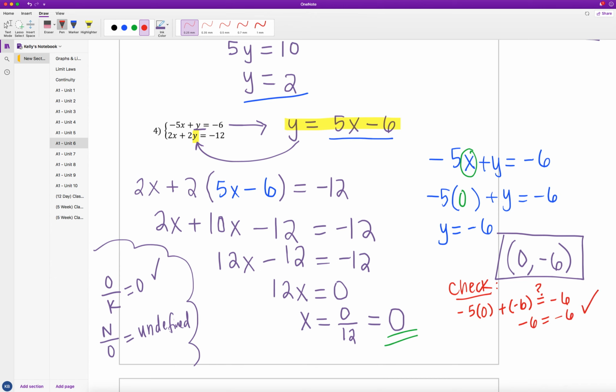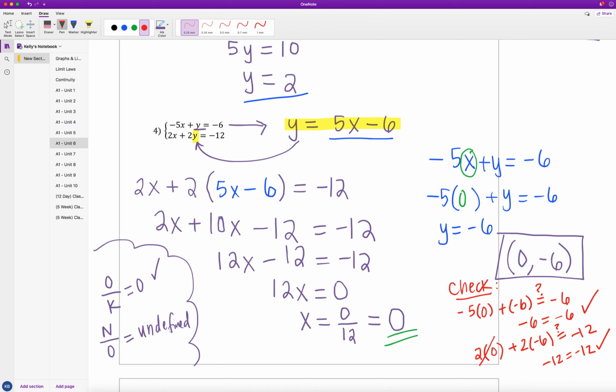That tells me that this works in the first equation, but to fully check it, I also need to substitute it into the second equation. So to do that, I'd sub in 0 for x, 2 times 0 plus, I'll sub in negative 6 for y, and I'm asking myself the question, is this equal to negative 12? So I'm putting the question marks there to kind of remind myself that I'm not sure if it's true yet, I'm trying to show if it's true or not. 2 times 0 is going to be 0, 2 times negative 6 does give me a negative 12, and negative 12 does equal itself. So because this (0, negative 6) made both of those statements true, then yes, indeed, (0, negative 6) will be our solution to this system.